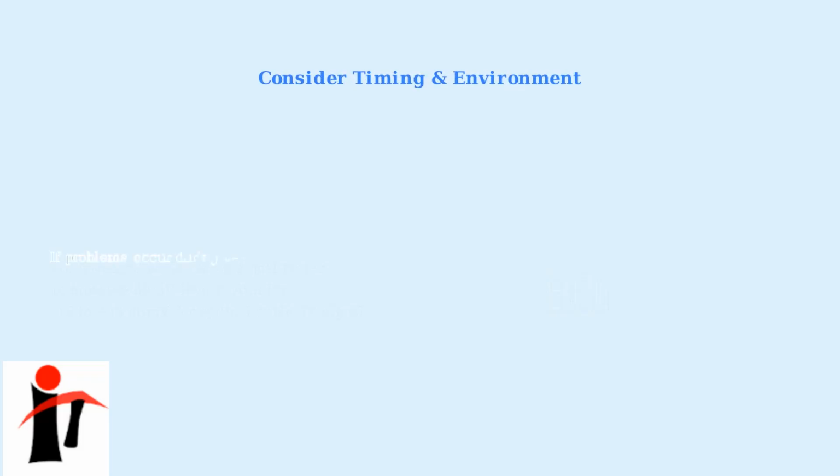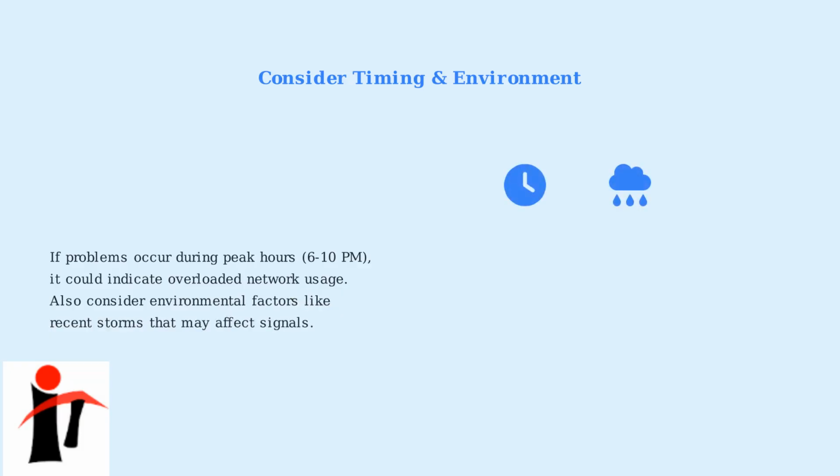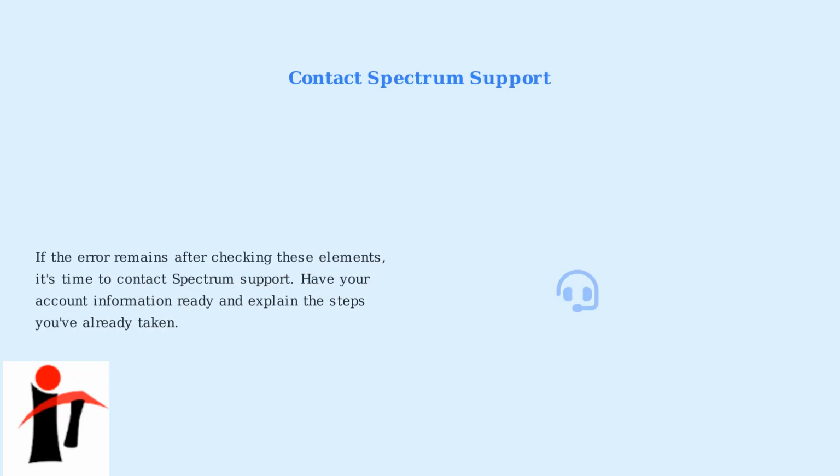If problems arise from peak hours between 6 to 10 p.m., this could mean an overloaded signal from Spectrum due to network usage. Also, consider any environmental factors, like recent storms, that may affect signals. If the error remains after checking these elements, it's time to contact Spectrum support.